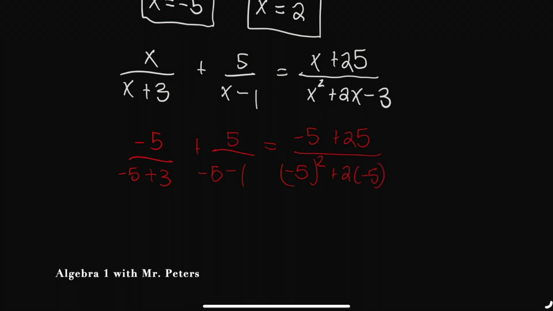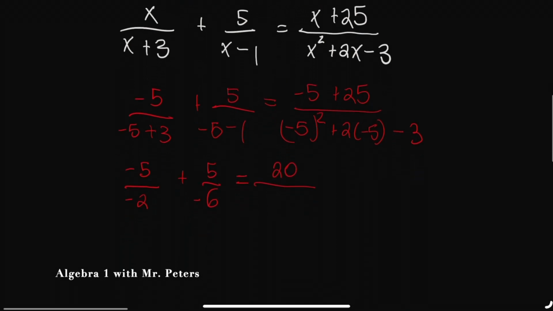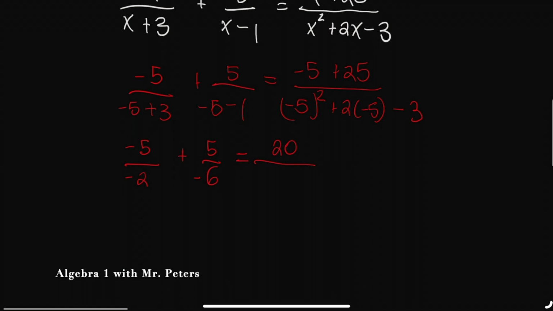So now we substituted. Let's simplify. So we have -5 on top, -2 on the bottom, plus 5 over -6. This is equal to +20 all over, let's just scroll up a little bit. Let's see, 25 minus 10 is 15. All right, 12. You guys can double check the work for me, but I'm certain it's right. All right, so now we're here.